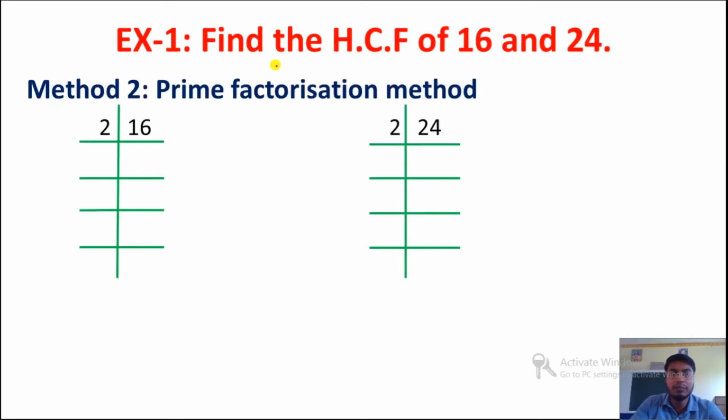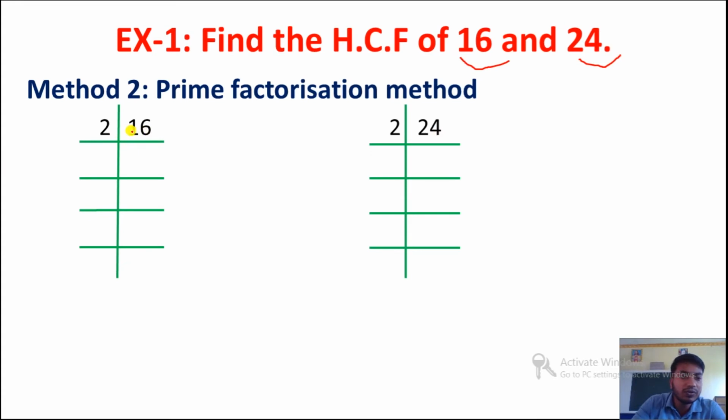Now the same example we will solve using method 2, and this is the prime factorization method. In this method, first we need to prime factorize the given numbers, and the given numbers we have are 16 and 24, as you can see on the screen. First we will take the smallest prime number and check whether the given number is divisible or not. If not, then we'll move to the next prime number. Clear? So let's solve. Here you can see 16 and here we have 24.